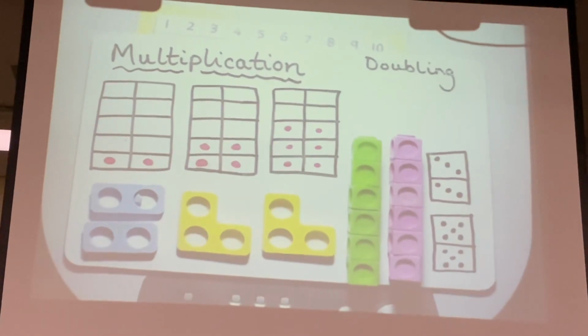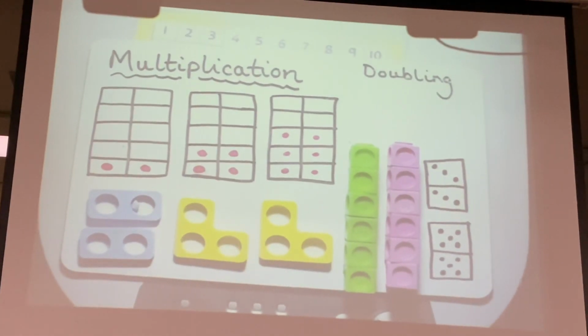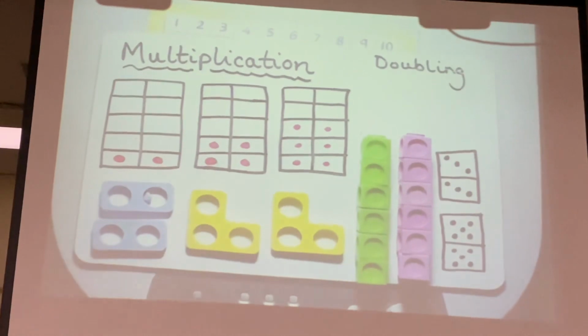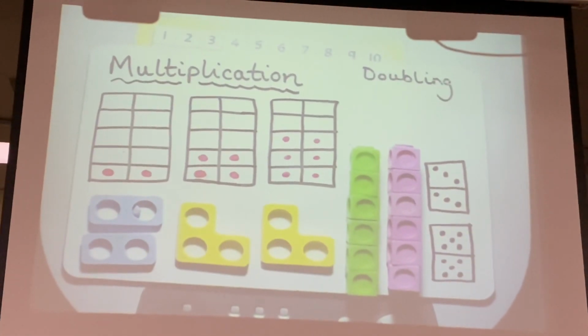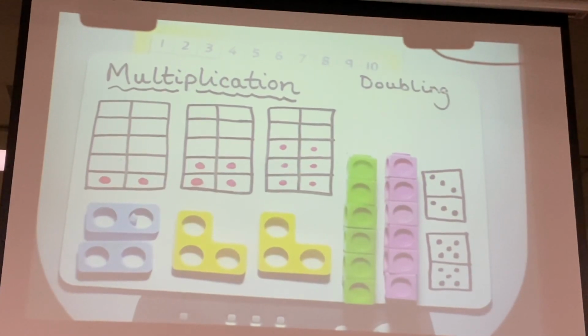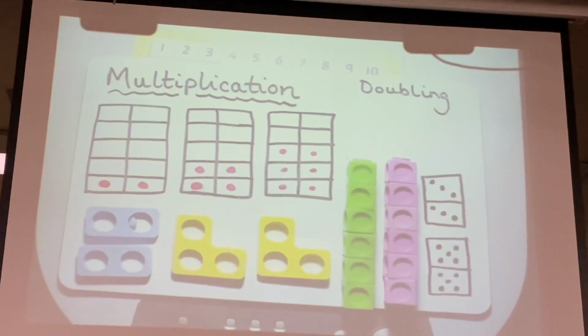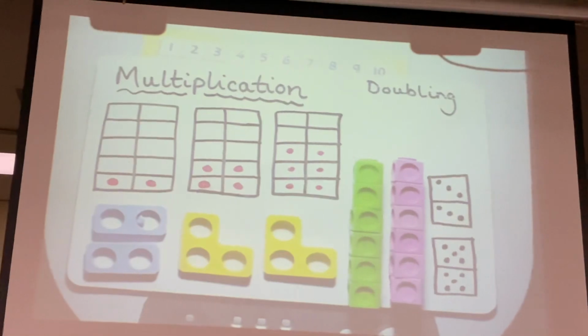As you can see, it progresses so much within like 3 years. It's absolutely unbelievable. But we do doubling. So it's kind of like the beginning, the start, even though it is adding as well. But basically doubling is twice as many.